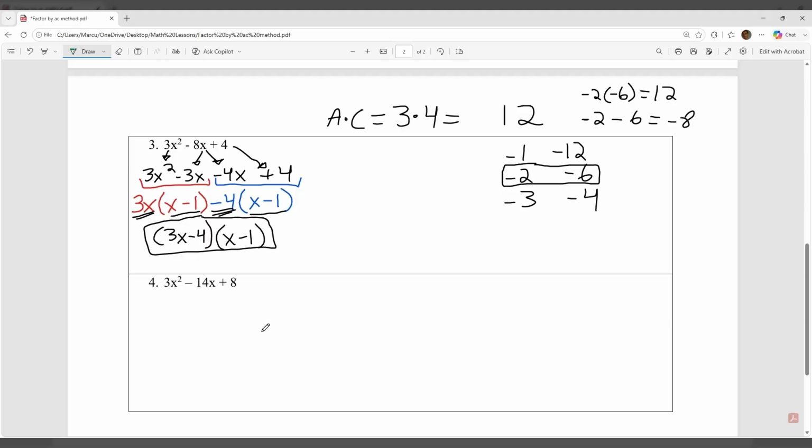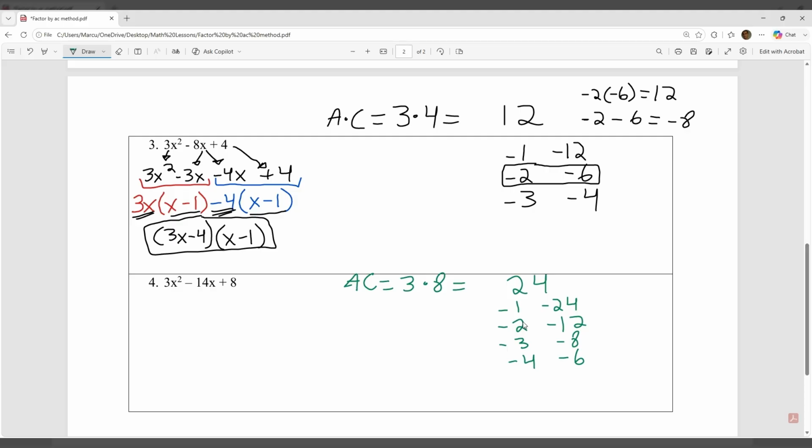Welcome back. Now we're going to go over question number 4. So AC, that's going to be 3 times 8, which will give us 24. Similar to question 3, you're going to have two negative numbers. So negative 1 goes with negative 24. 24 divided by 2 is 12. By 3 is 8. 4 is 6. 5 is a decimal, so we don't do 5. And 6 is already there, so we can stop.